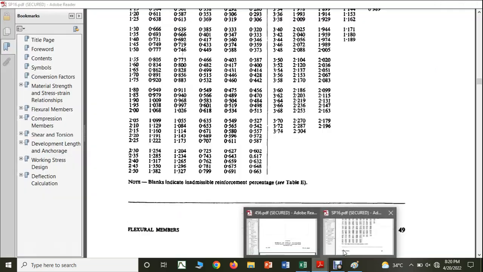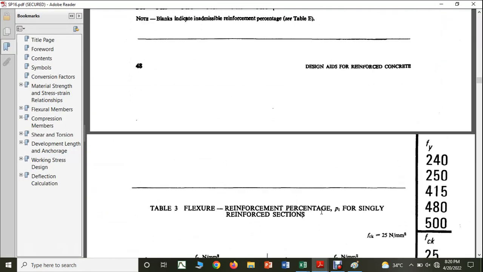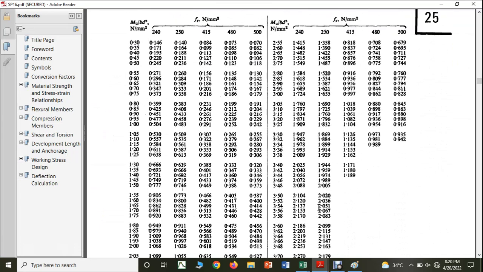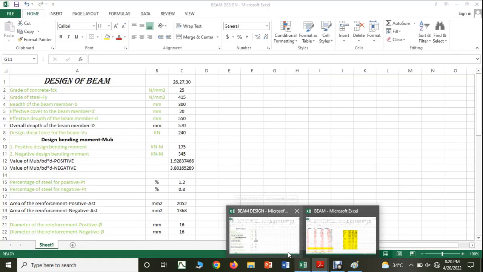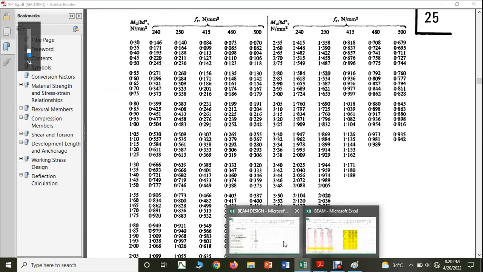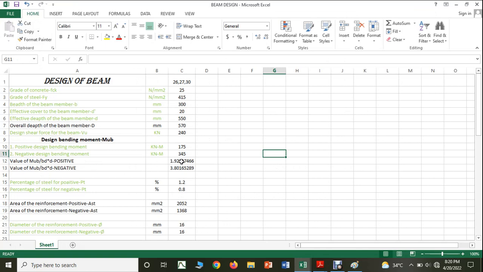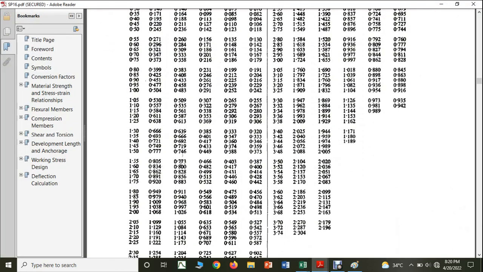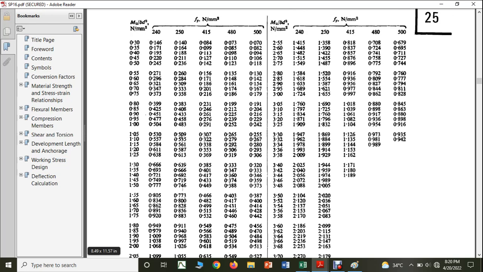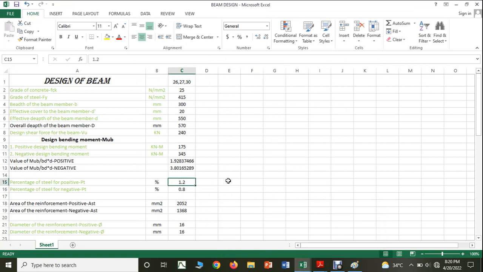So you can see that for Fe 415 and with the 25, the maximum values are available here. So you can see the Mu by bd square value. Now what is the first value of Mu by bd square for the positive? For the positive, the Mu by bd square value is 1.9. I can go to 1.9 here, and Fe 415 is here and 1.9 is here. It is 0.583%. So I can enter the value of the percentage of steel as 0.583.